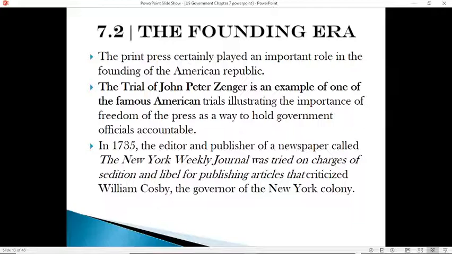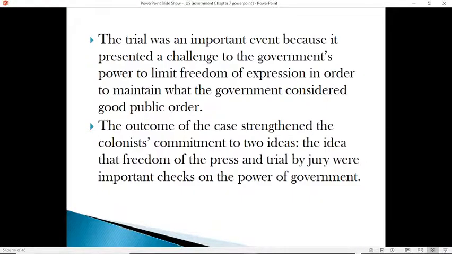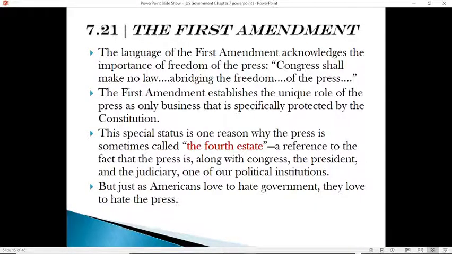So out of this trial comes an important concept for the writers of the Constitution, acknowledging the importance of freedom of the press in a democracy. And so they wrote in the First Amendment, Congress shall make no law abridging the freedom of the press. Abridging the freedom of the press means to hinder it or restrict it. So Congress cannot make a law that will restrict freedom of the press. That's the language of the First Amendment.